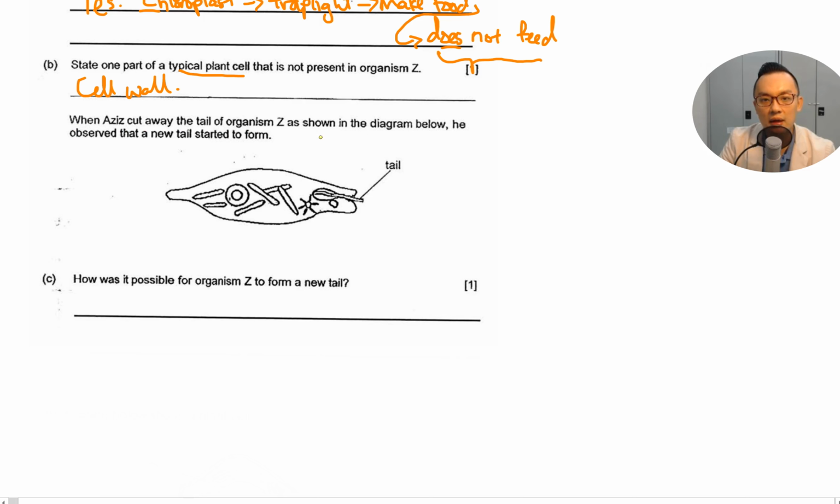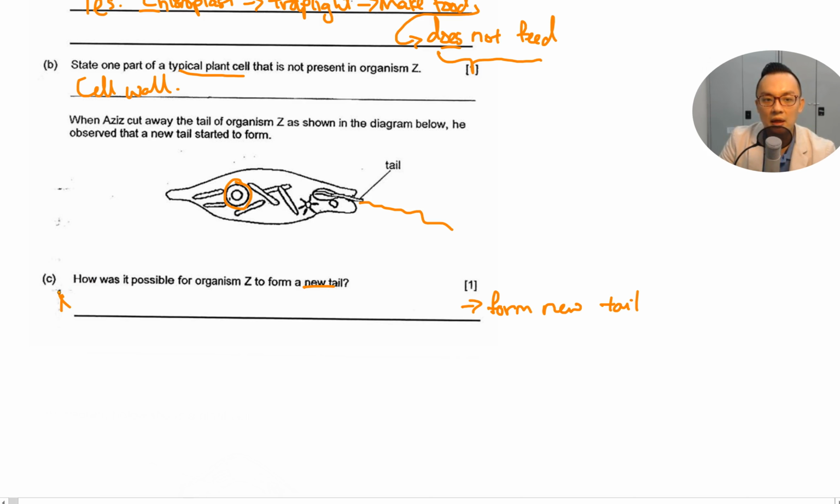When Aziz cut away the tail, he observed that a new tail started to form over here. How is it possible for organism Z to form a new tail? Anything new that you form, like a lizard forming a new tail, or the body healing itself, anything to do with healing yourself, it's always the nucleus. So explain how it is possible to form a new tail. The last thing is form new tail. That's the final state.